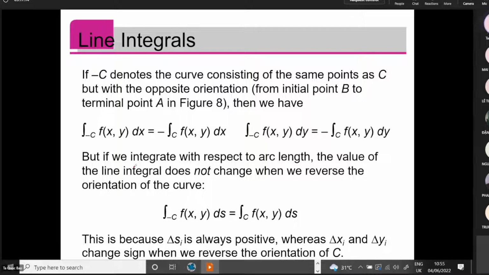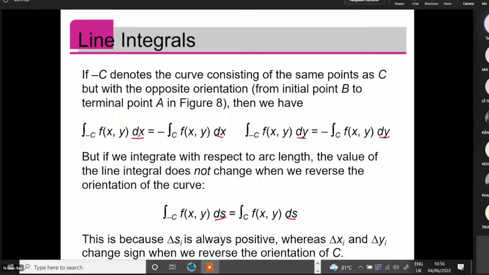However, now we integrate with respect to arc length. The value of the line integral does not change when we reverse the orientation of the curve. So it means that the integration over minus C of f(x, y) ds. Remember here ds, not dx and dy.